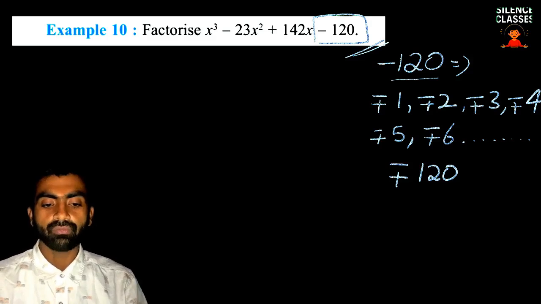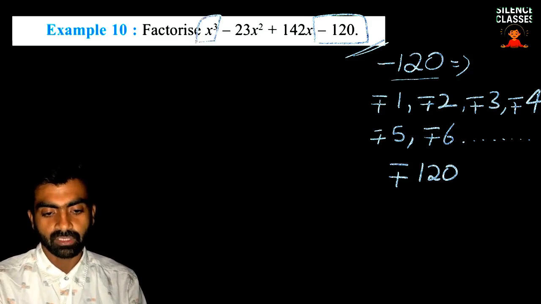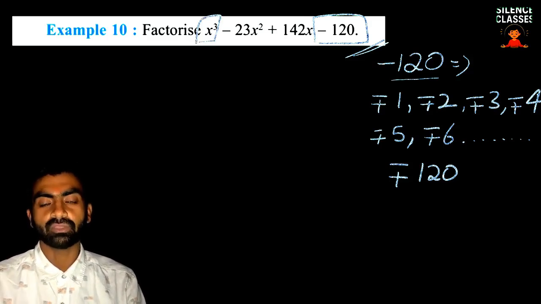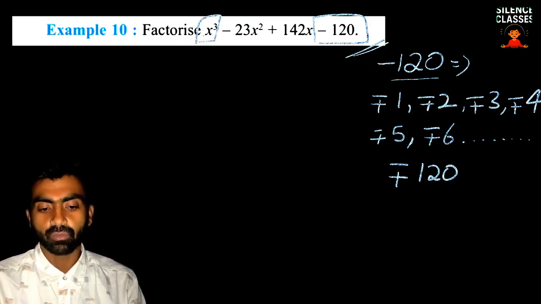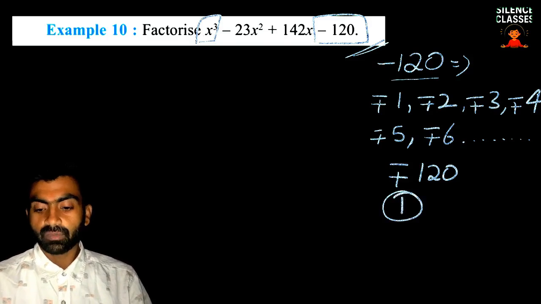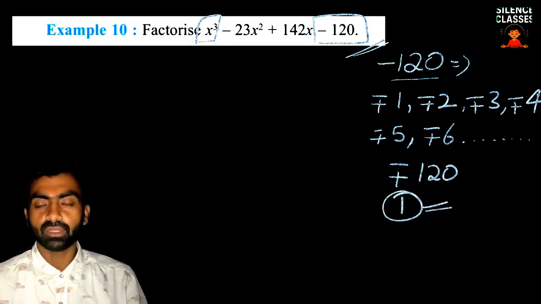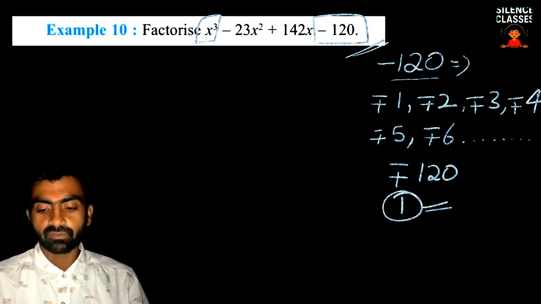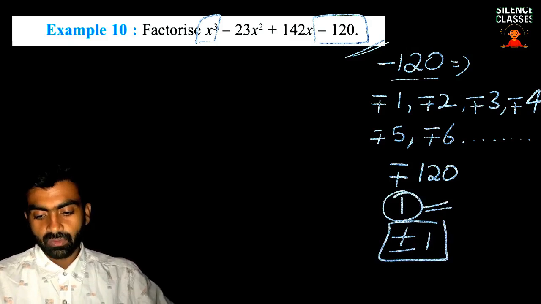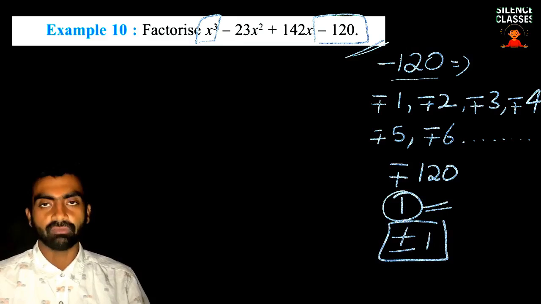Now we will check the first term, and find the coefficient of this term. The coefficient over here is 1, so 1 is the coefficient of x cube. We have to find which numbers 1 is divisible by. So 1 is divisible by plus 1 and minus 1, the only numbers by which 1 is divisible.